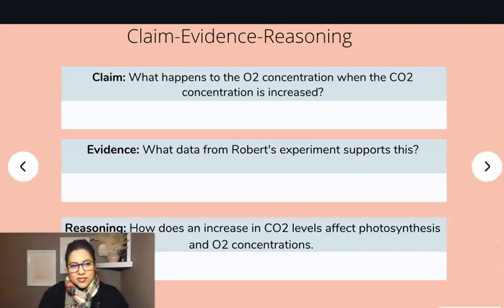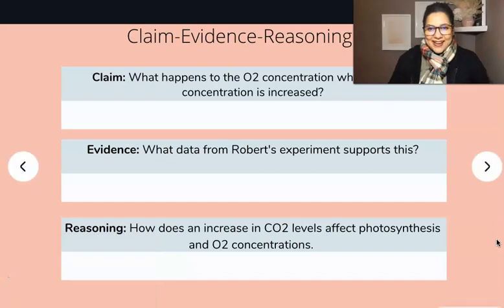So for each component of the CER, I have included a guiding question that's meant to help you with that part of the CER. For claim, the guiding question is, what happens to the O2 concentration when the CO2 concentration is increased? For evidence, what data from Robert's experiment supports this? And for reasoning, the guiding question is, how does an increase in CO2 levels affect photosynthesis and O2 concentrations? So go ahead and tackle this CER on your own. And when you're done, press play so we can review it together.